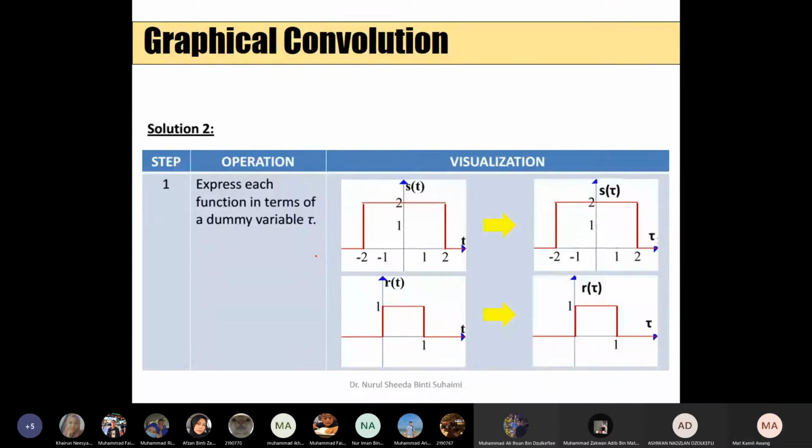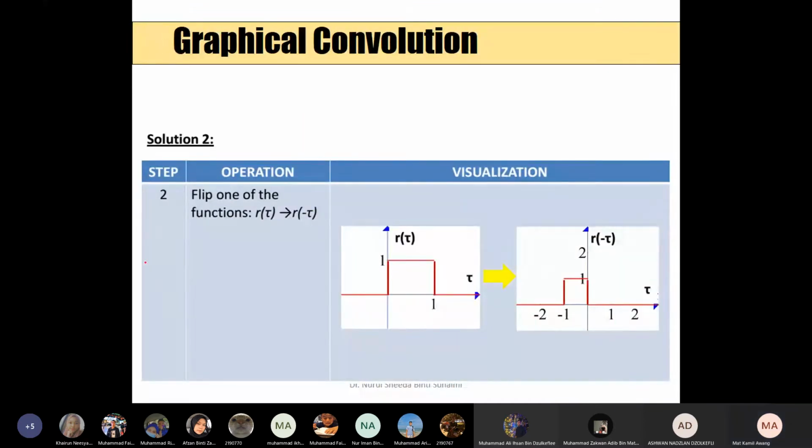So then you replace the dummy variable t with tau. So the shape is still the same. Step 1 is just you replace t with tau. Step 2, flip r of t. So from here, r of tau, you flip.